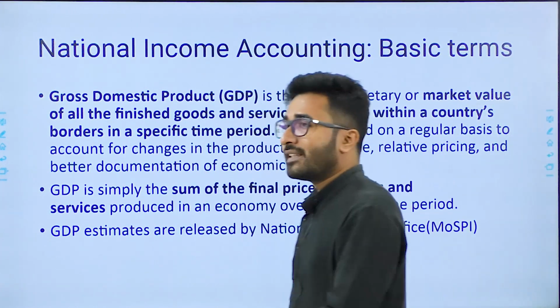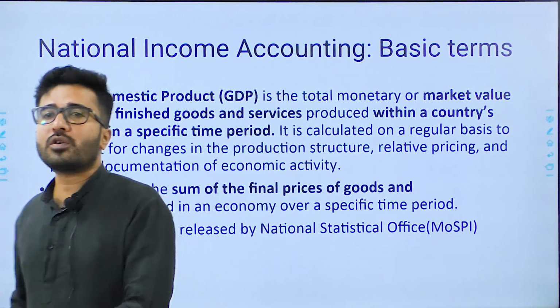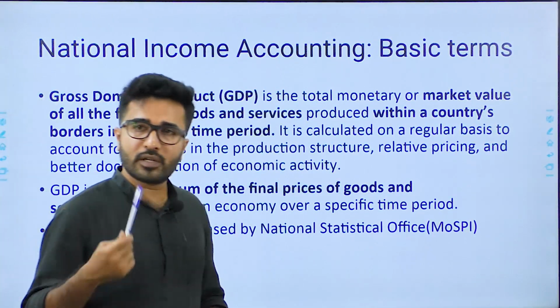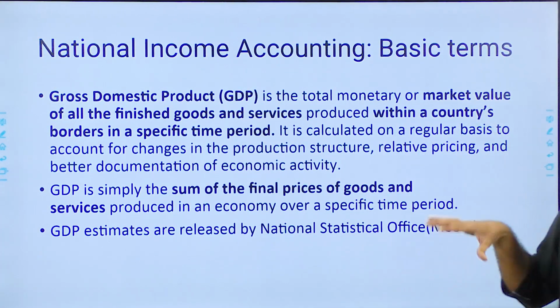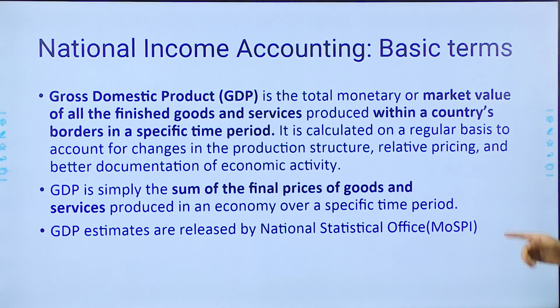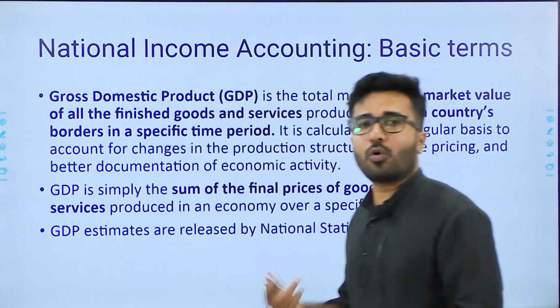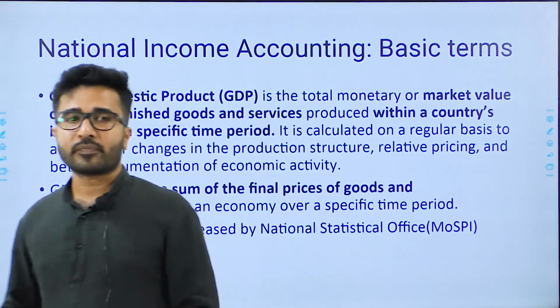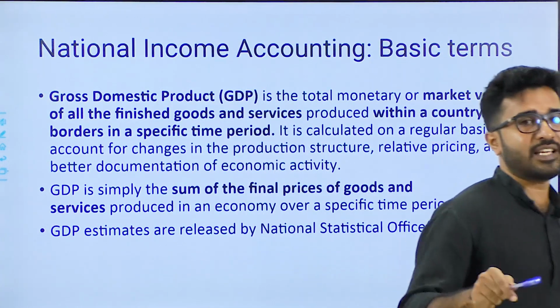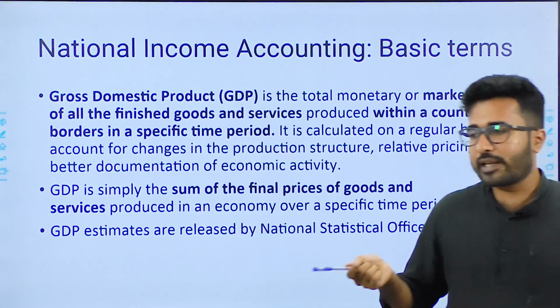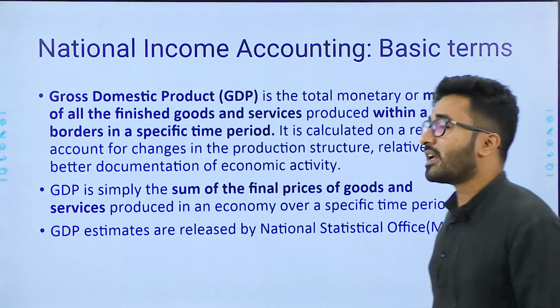In the exam hall, they may confuse you: GDP includes only the price of goods. No, it includes the price of goods and services both, the final value of the price of goods and services. And who publishes the GDP? Who estimates the GDP? The National Statistical Office. Don't confuse it with the CSO. It's about the National Statistical Office.